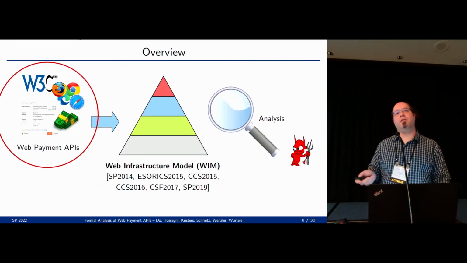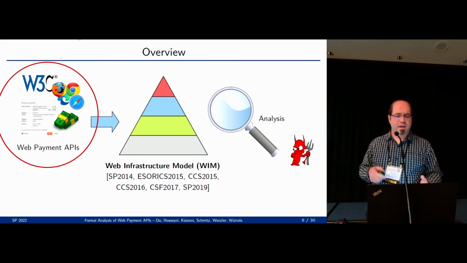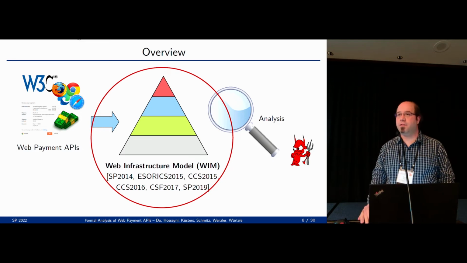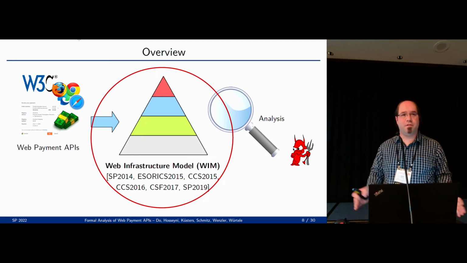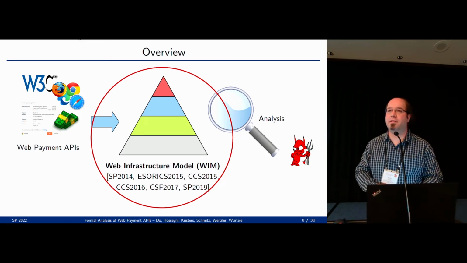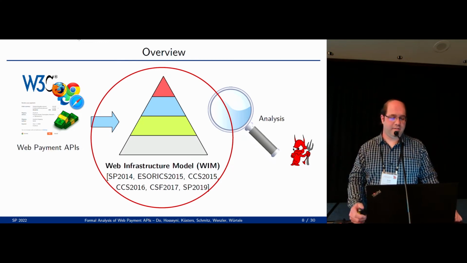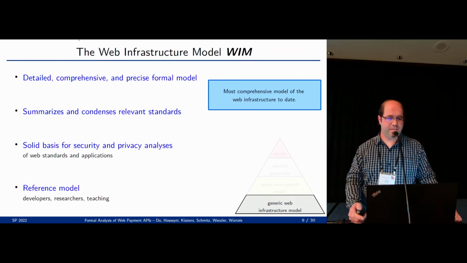Okay, so how do we analyze this? So our approach to analyze such web standards is the Web Infrastructure Model, or WIM for short, which we first presented here at Security and Privacy in 2014, and we improved the WIM also in the subsequent publications. So what is the WIM?